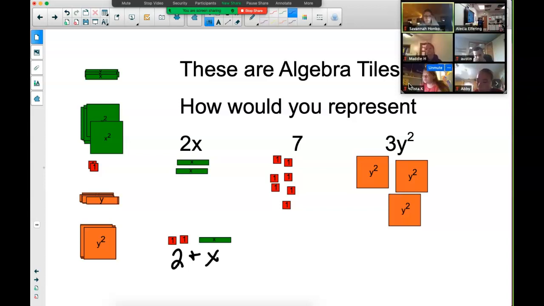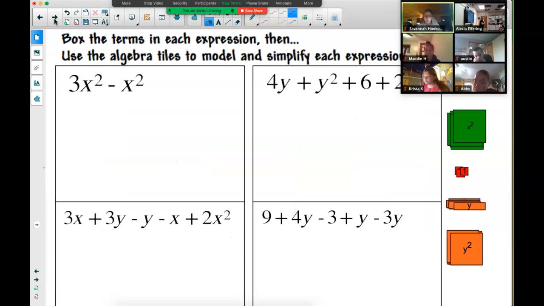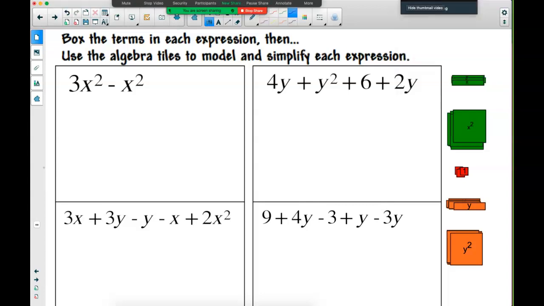Okay, so then you're maybe wondering, okay, so what does this have to do with the math that we have to do? Here's what your homework is going to look like. I'm going to give you an expression, and I'm going to ask you to simplify it by combining like terms. Okay? Now, I'm going to show you how the first one works. 3x squared minus x squared.